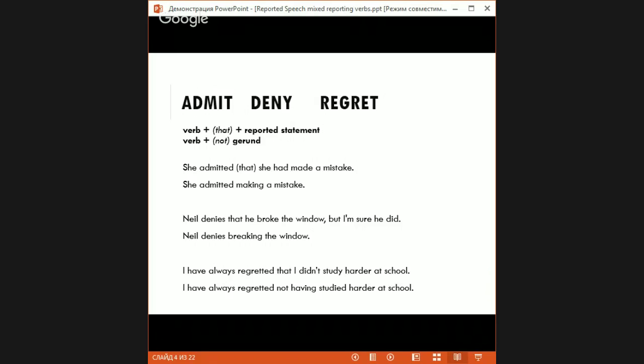Again, let's look at the next one. Neil denies that he broke the window, but I'm sure he did. Neil denies breaking the window. And the last one about regret. I have always regretted that I didn't study harder at school. I have always regretted not having studied harder at school. I used here perfect gerund, just, I don't know, it sounded better for me.